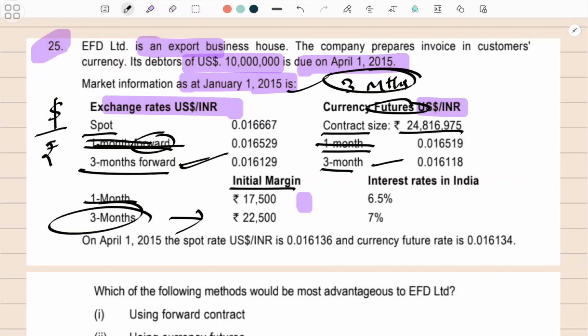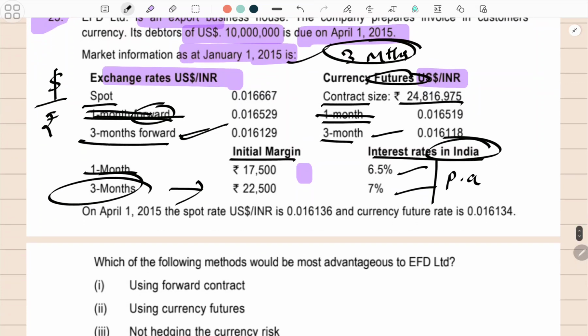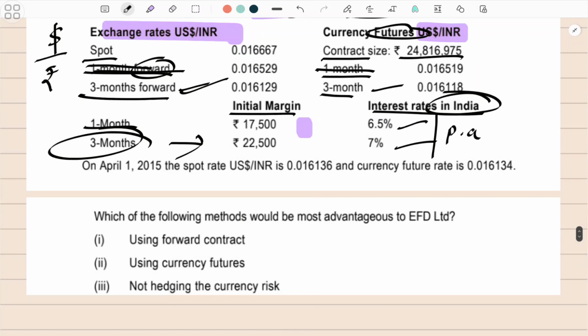We'll do that. Okay, then interest rates are given to you, 6.5 and 7, for 1 month and 3 month. Interest rate in India for 1 month and for 3 months, but both of these are per annum. Okay, different rate for 1 month and 3 month, but a per annum rate. Okay, then on April 15 the spot is given to you. Again don't mistake this, this is dollar by rupee, and the currency future rate is given to you.